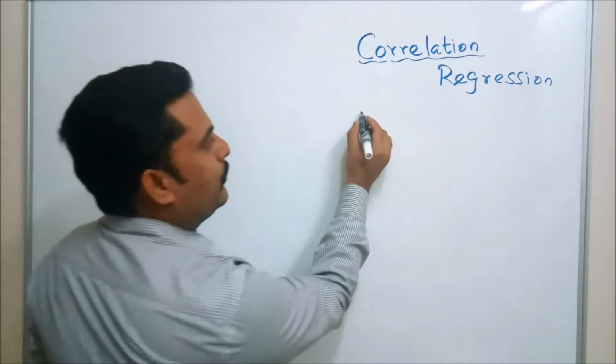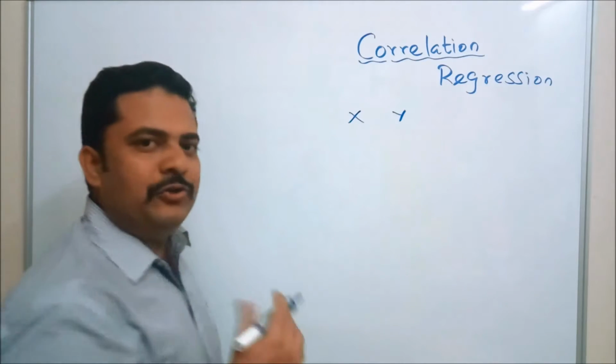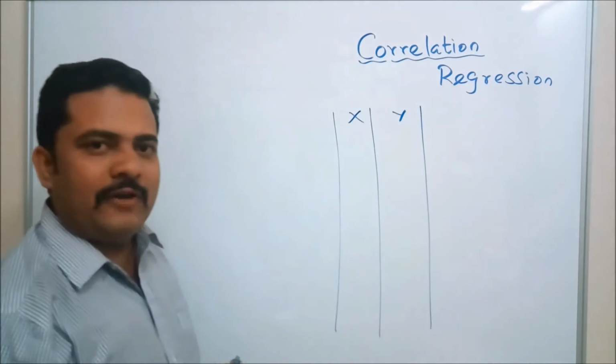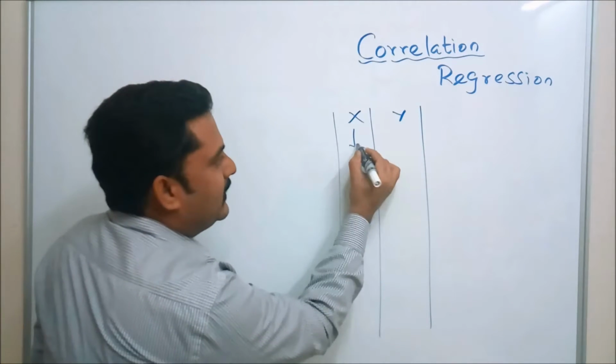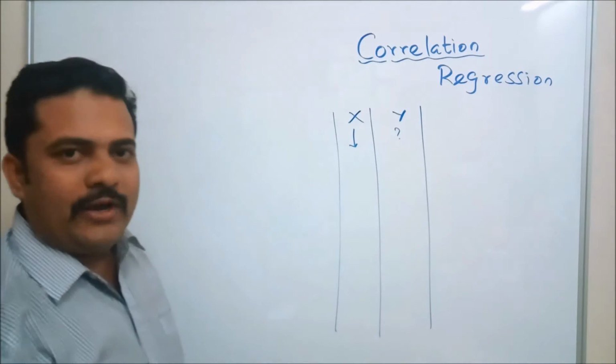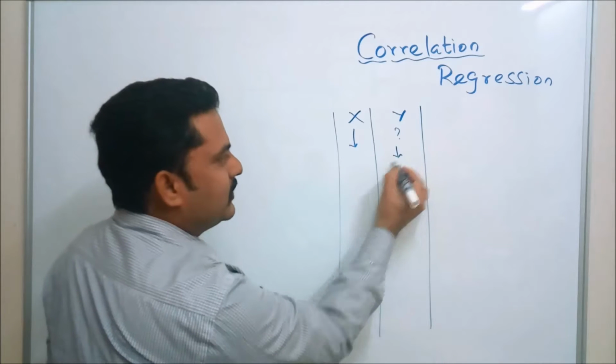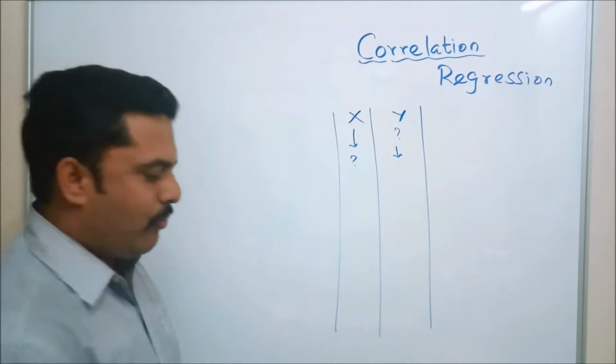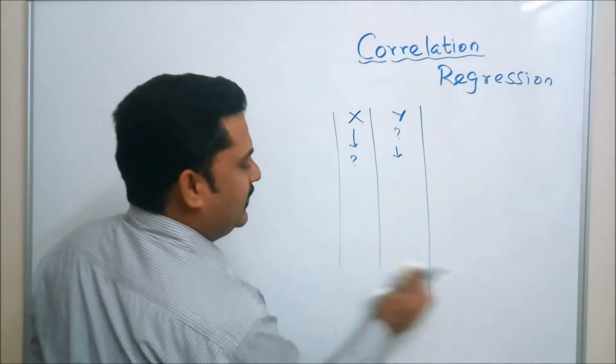Okay. So suppose given x and y, two sets of values. If x increases, what may be the change in y? Or if y increases, what may be the change in x? That's the primary question in our mind.